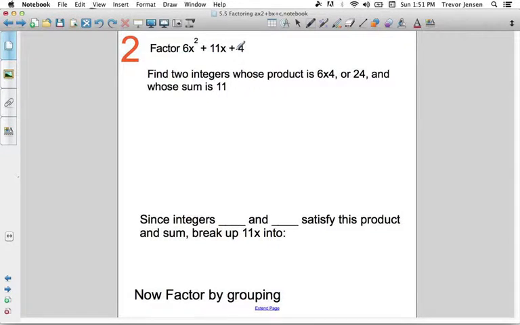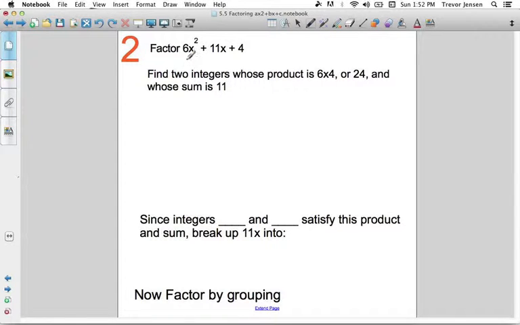No, it doesn't. So this is a quadratic where the a value is not 1 and it can't be factored out. So I'm going to have to factor this by grouping. I'm going to have to break up the middle term into two terms and then factor by grouping. You always have to factor by grouping when the a value is not 1. So how do I do that method?